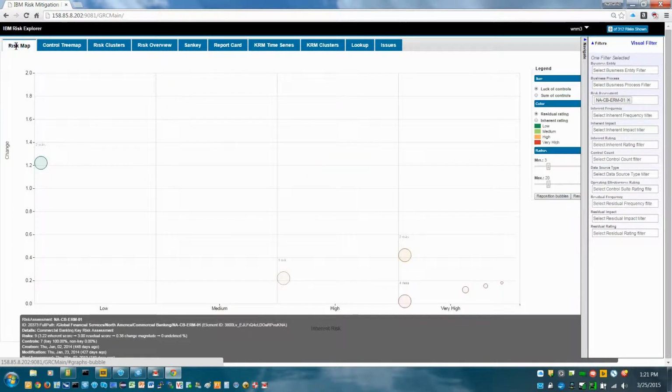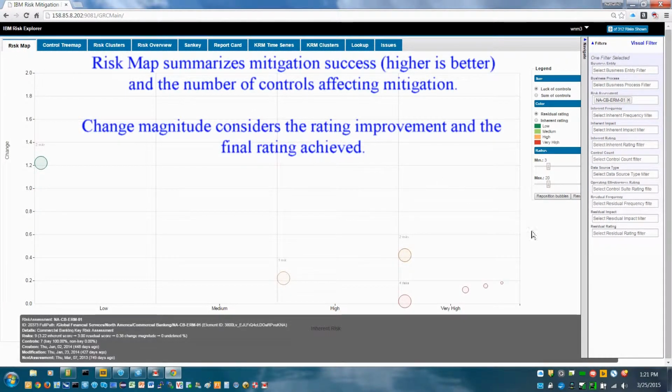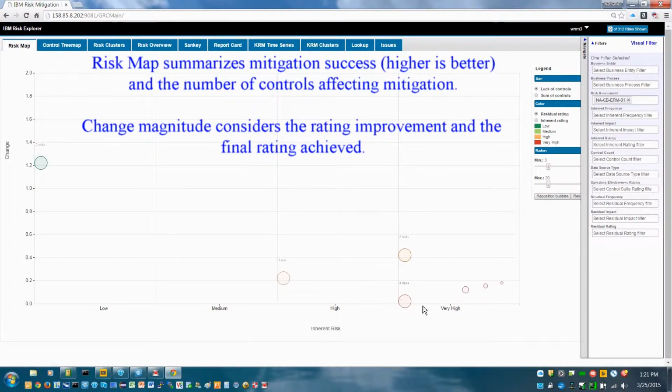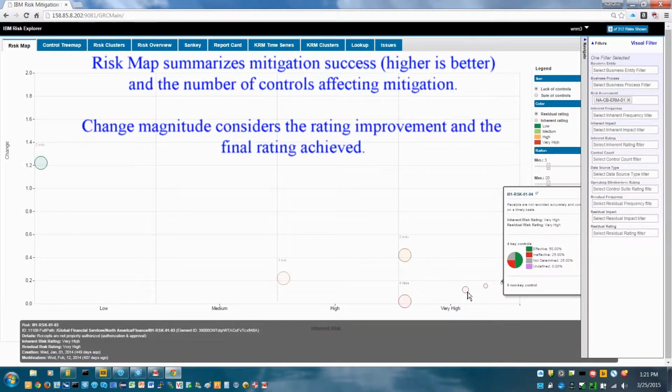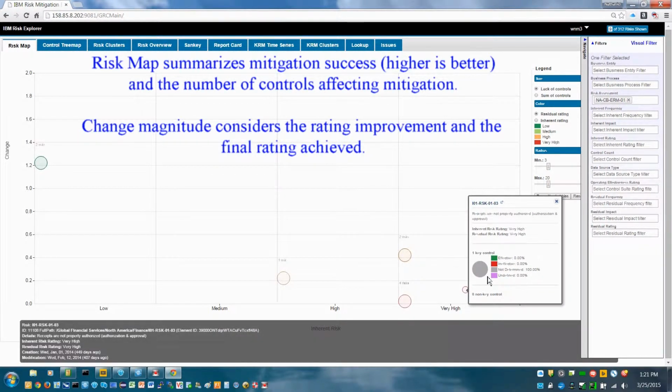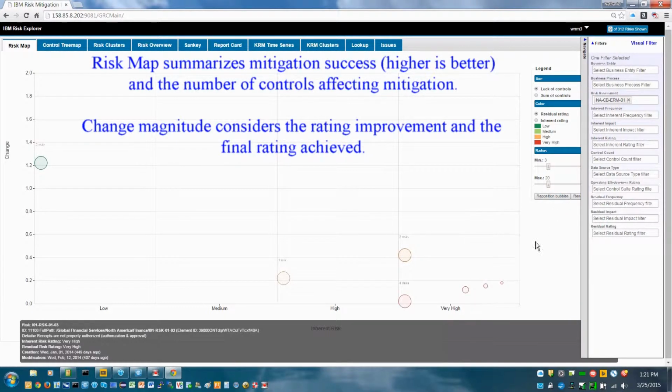We're going to switch visual analytics now to the risk map. This summarizes your risk position according to the inherent risk ratings. Each column shows inherent risk ratings. We're looking at the very high column now, and the circles represent groups of risks with different numbers of controls. The smaller circle reflects risks that have a higher number of controls. Here these have 4 controls, and the risk ratings stay very high. The larger circle shows risks that have only 1 control associated with them.